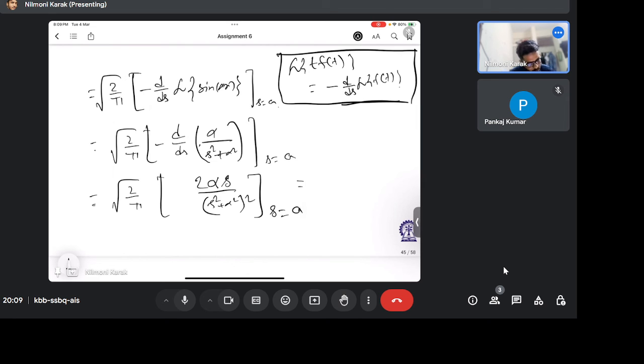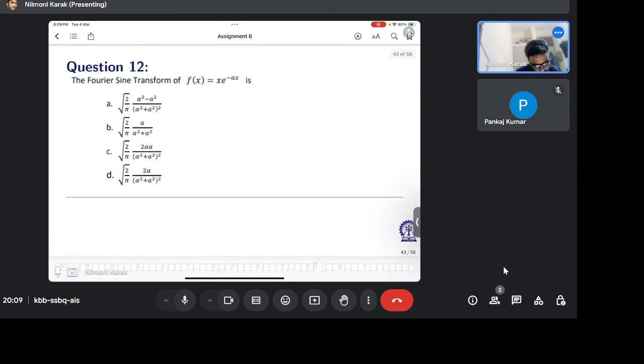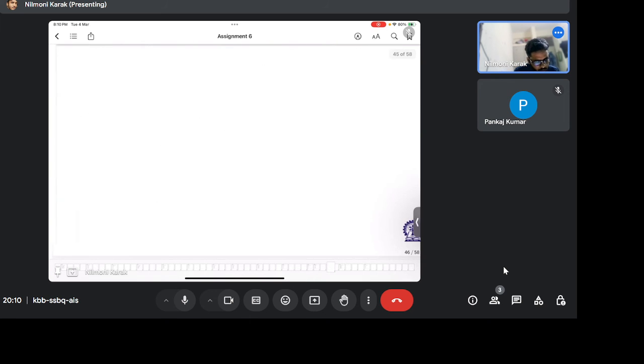Now we just put s equals a. So root 2 by pi times 2 alpha a divided by a square plus alpha square, whole square. This is the final answer. Option C you can check: root under 2 by pi, 2 alpha a divided by alpha square plus a square whole square.